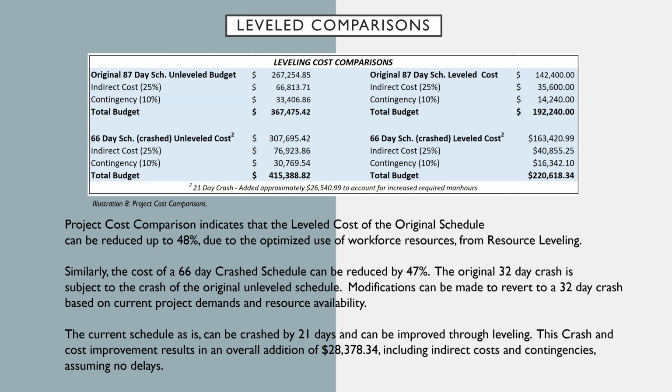But for the current schedule, as is, the schedule can be crashed by 21 days and can be improved through leveling. This crash and cost improvement results in an overall net change of 28,378.34. So this includes indirect costs, contingencies, and assuming no delays.